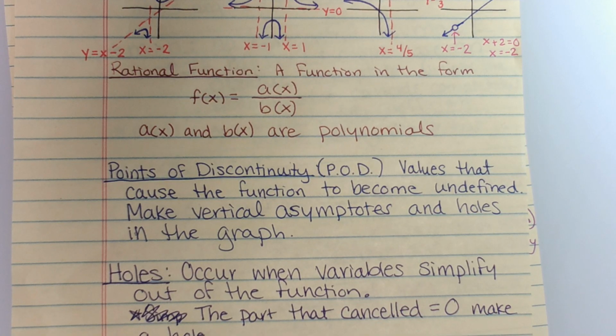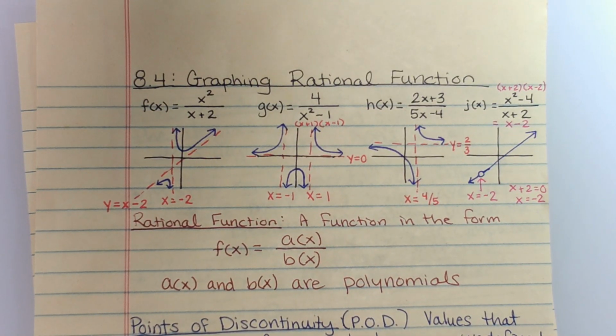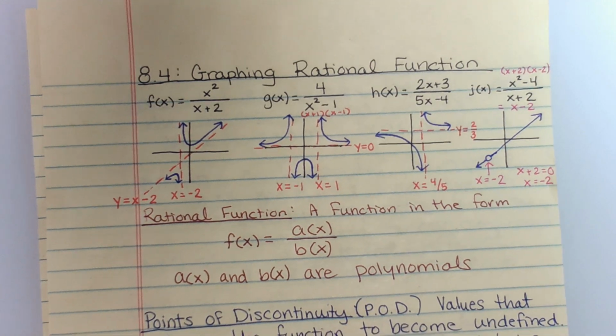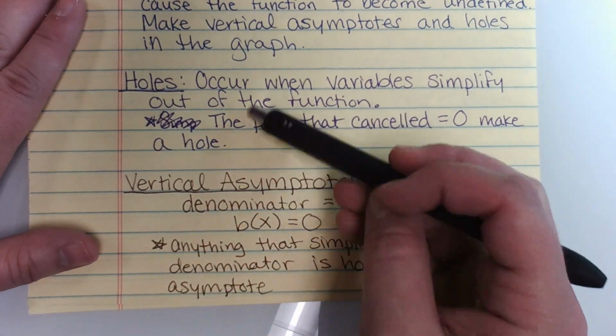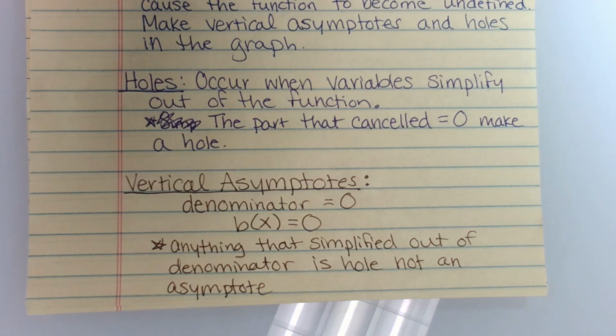So, on Friday, one of the things that I focused in on is that rational functions have a lot of different appearances. Their different appearances come out of the fact that there are a lot of different ways to get points of discontinuity, in other words, holes and vertical asymptotes. Holes happen when the denominator equals 0, but it's a part that cancels out. Vertical asymptotes are the part left in the denominator equal to 0 that didn't cancel out.